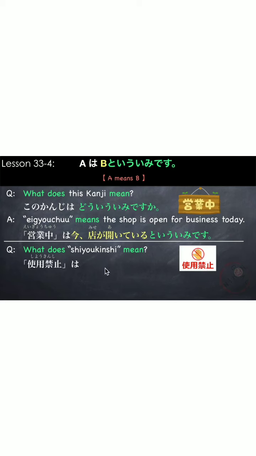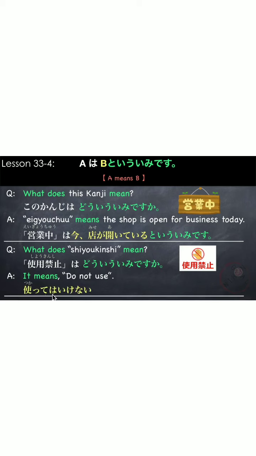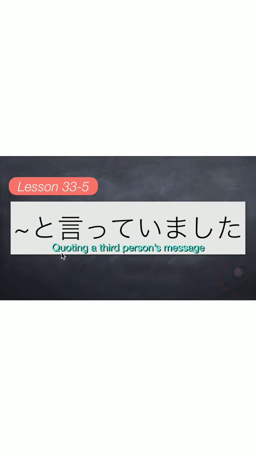使用禁止はどういう意味ですか? It means do not use. 使ってはいけない。 So here is our B. 使用禁止は使ってはいけないという意味です。Or in short, 使ってはいけないという意味です。 Next is 何々と言っていました, to quote a third person's message or words.